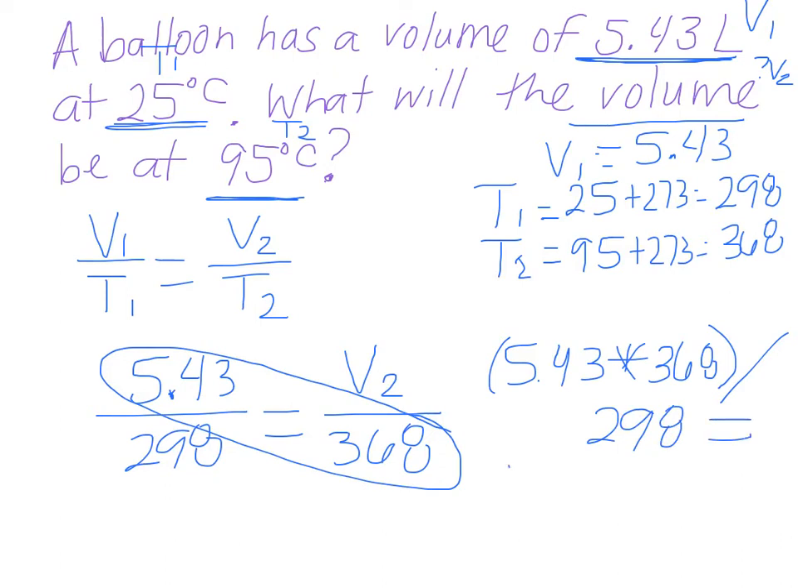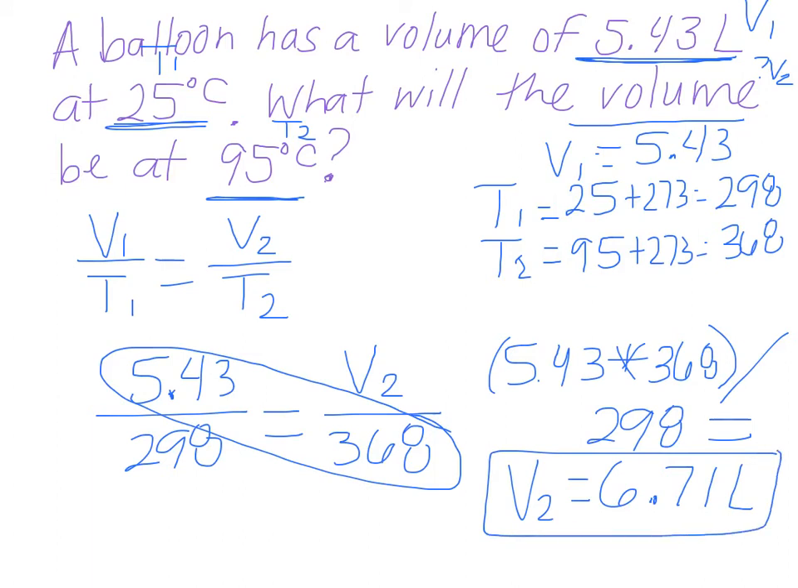So you're going to end up with a V2 that equals 6.71, and the unit is going to be in liters because it's in volume. So let's make sure that that makes sense. Our temperature went up, so volume should also go up because volume and temperature have a direct relationship. So if you notice, our volume went from 5.43 up to 6.71, so our answer is actually making sense.